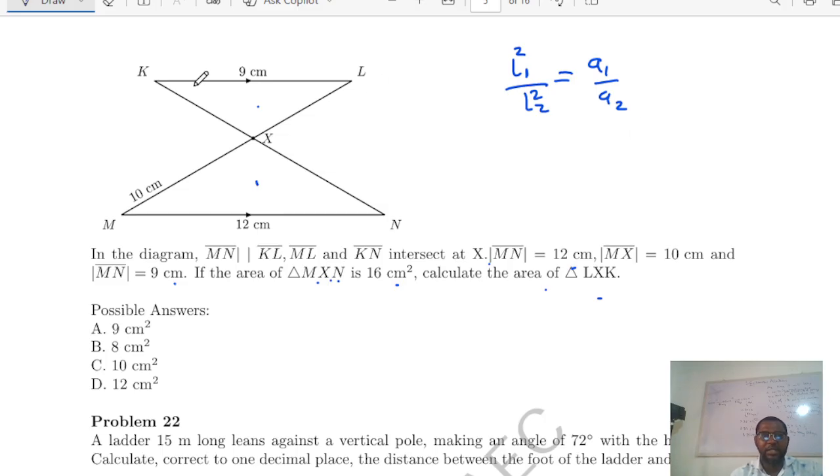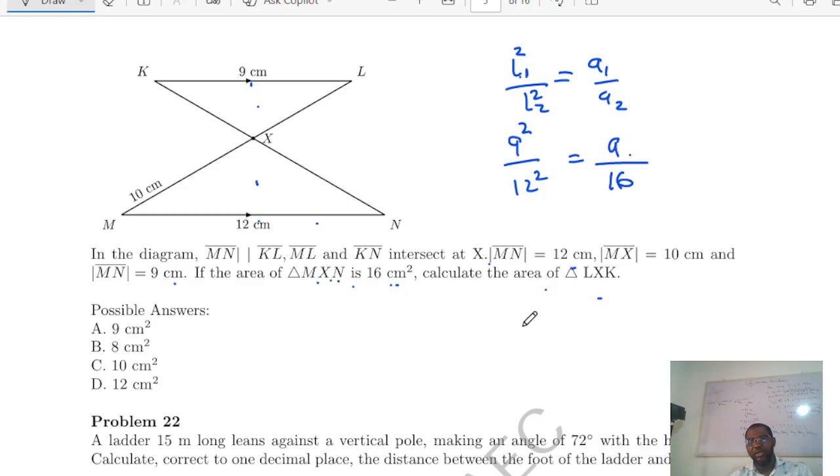Okay. So in this case now, for this smaller triangle here, you have 9 because this side is given. So that's what we are going to use for this question. So here is 9. I say 9 squared divided by 12 squared is equal to A1. We are given that the triangle MXN is 16. This is 16. Okay, because this is for the first triangle KLX. So we are asked to find the area of LXK. So we'll call here A.